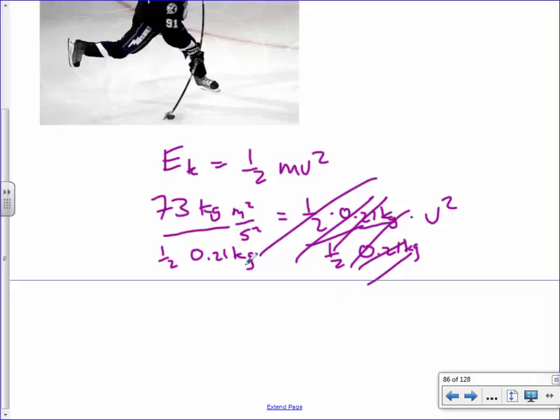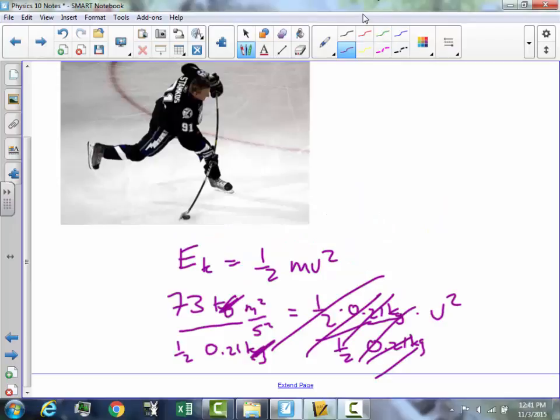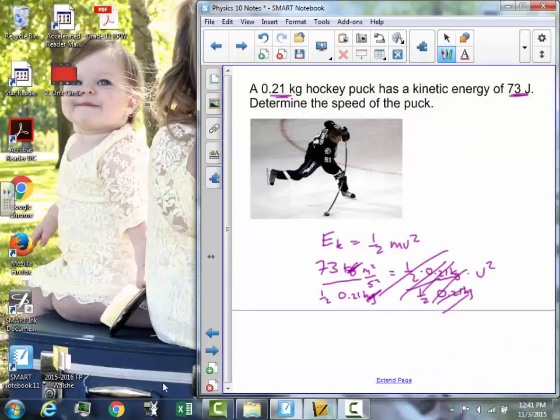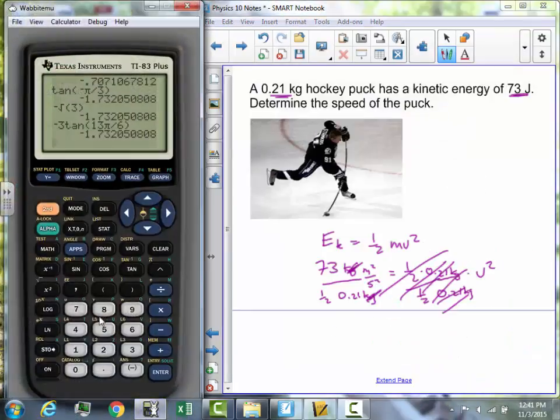While I'm over on this side over here, one of my units should cancel. See how there's a kilograms right here and a kilograms right here? So in your calculators, you gotta be really careful with this part, by the way. I'm just gonna show a calculator on the screen here. You should take 73, you should divide by 1/2. Let's do it like this. 73 divided by bracket 1/2. And then also divide it by 0.21. So they get that number.